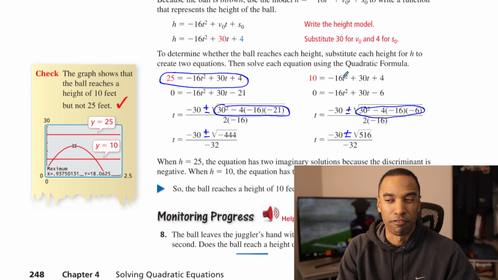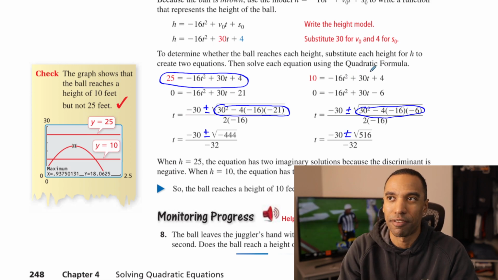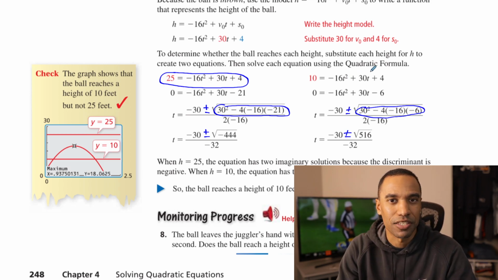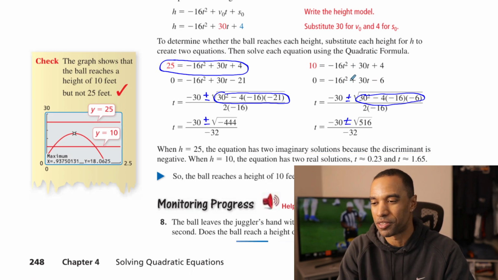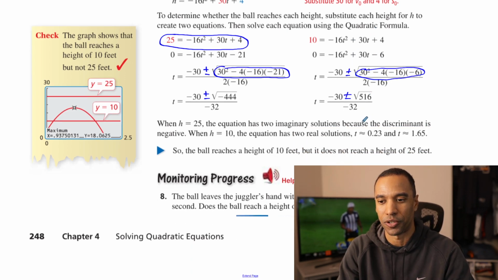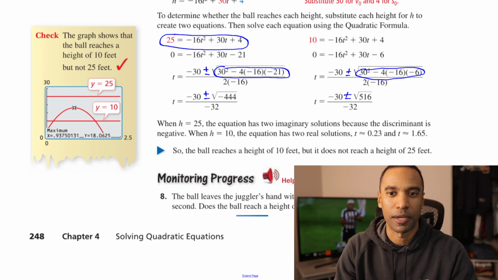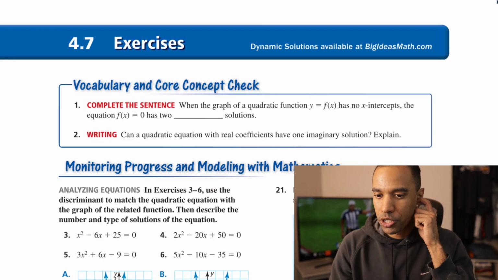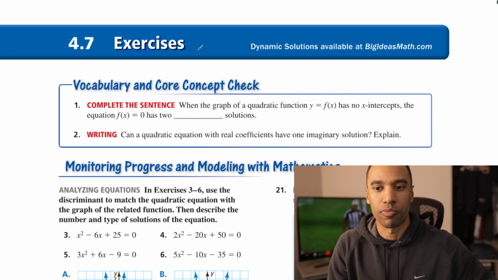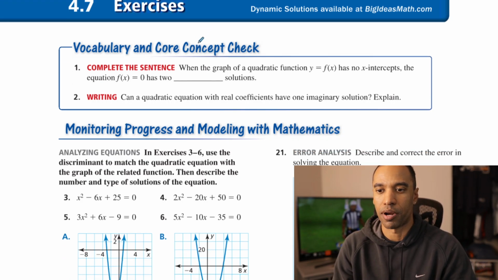You could also find the vertex. You can use negative b over 2a, figure out if the height of the vertex is higher than 25 or equal to 20, things like that. But this is just one version of what we can do. So it does reach 10 feet. It doesn't reach 25 feet is the conclusion we can make. All right, that's the lecture portion of it. Maybe 10 minutes. That was less than before with the new kinds of problems we got to do.